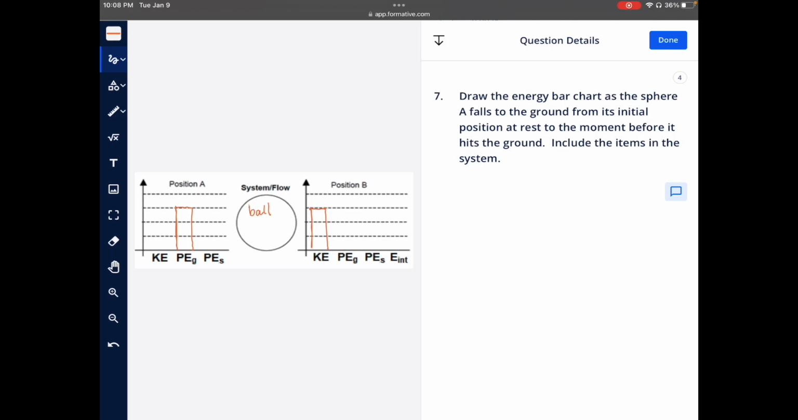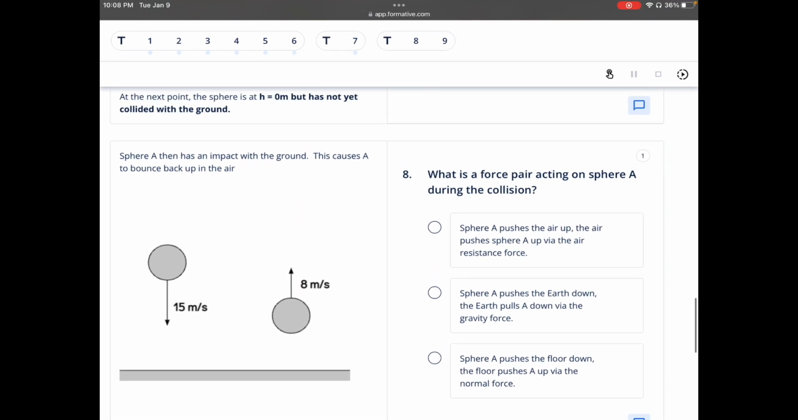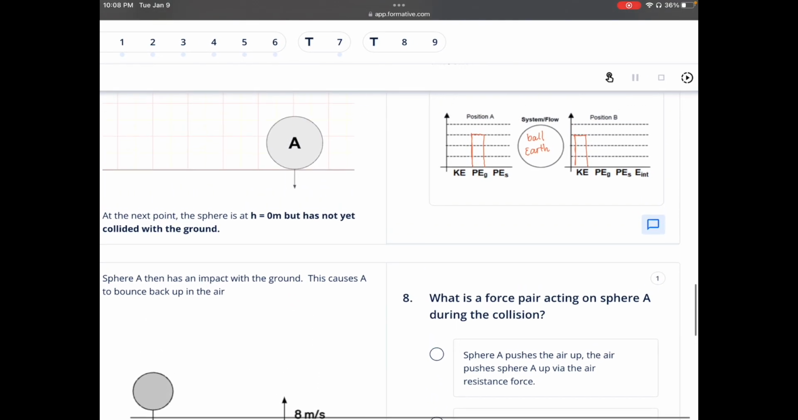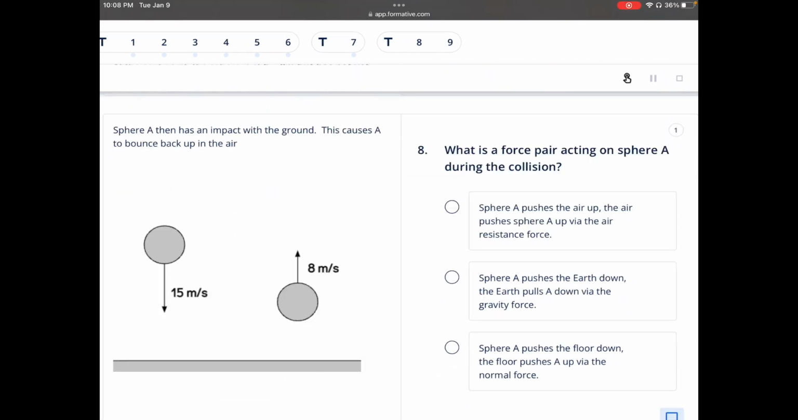This is a ball that's falling, so the ball has the kinetic energy and the Earth has the gravitational potential energy. Be able to draw energy bar charts, identify objects in the system, calculate speeds and kinetic energies, all of that from Unit 5. Then we rewind backwards. Sphere A has this impact with the ground and it bounces.